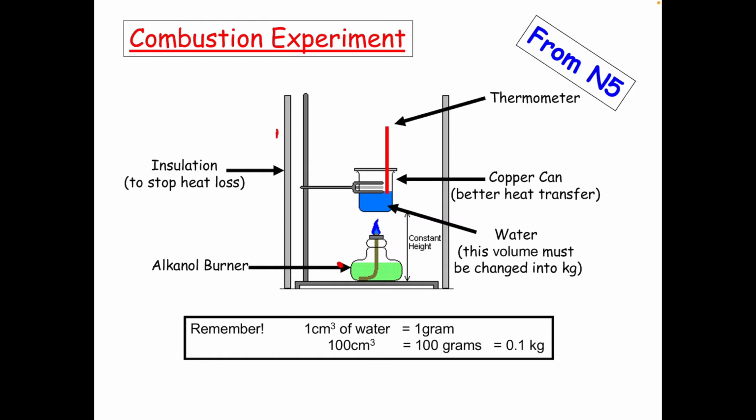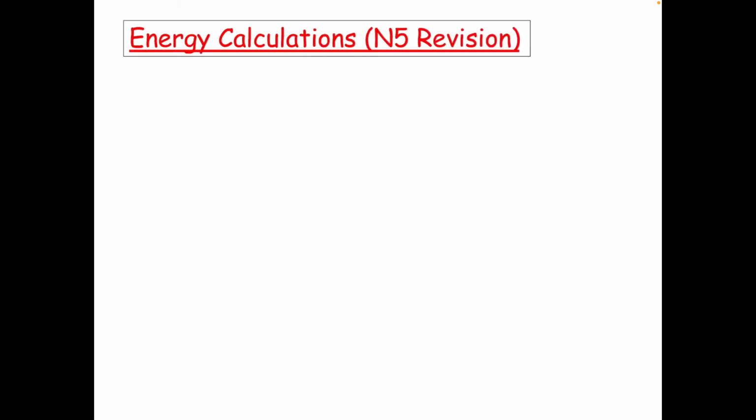Remember, 1 centimetre cubed of water is the same as 1 gram, okay? So 1 centimetre cubed of water has a mass of 1 gram. If you had 100 centimetres cubed, that's also 100 grams, which turns into 0.1 kilograms, okay? So that's what we're going to be looking at as we go through. We need to change it into kilograms, so if it's in centimetres cubed, you divide it by 1,000.